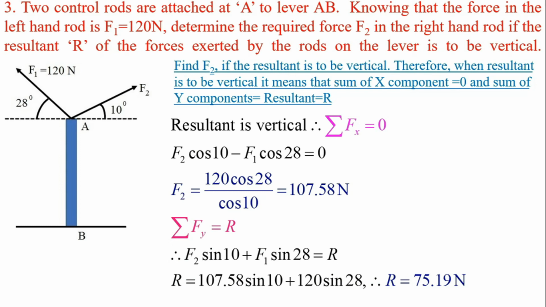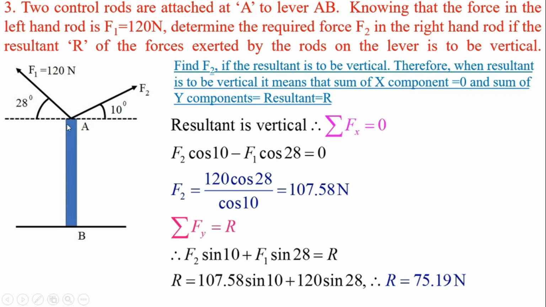Okay. And now the third problem. Two control rods are attached at A. I have already solved this problem in the previous lecture using law of parallelogram of forces, but here we will not use law of parallelogram, but we will use concept of resolution. Two control rods are attached at A. So, this is control rod and this is point E. Okay. Control rods, these are the control rods at A to lever AB.